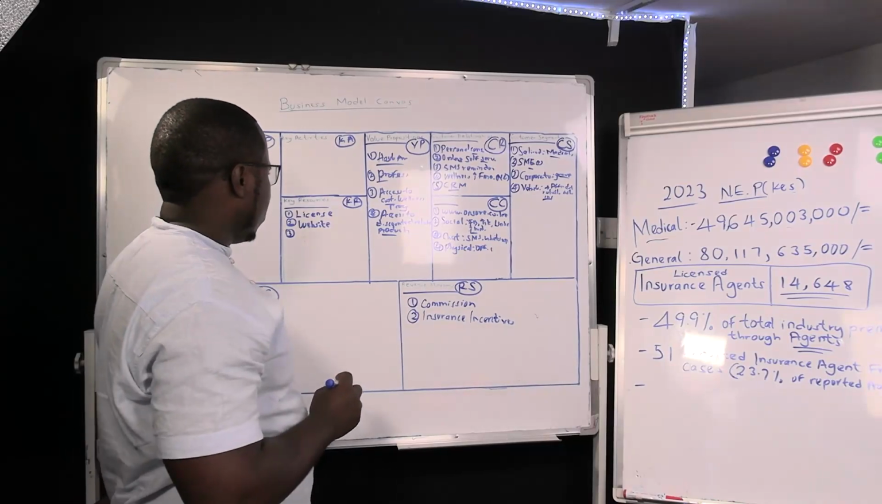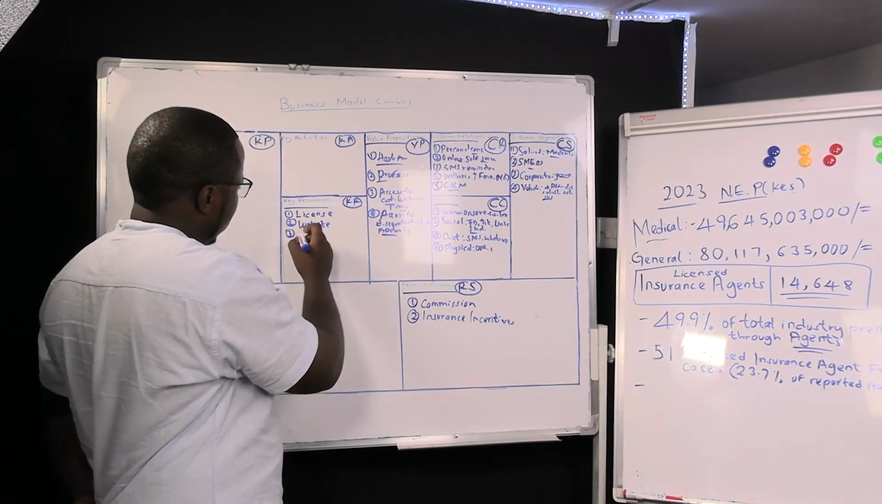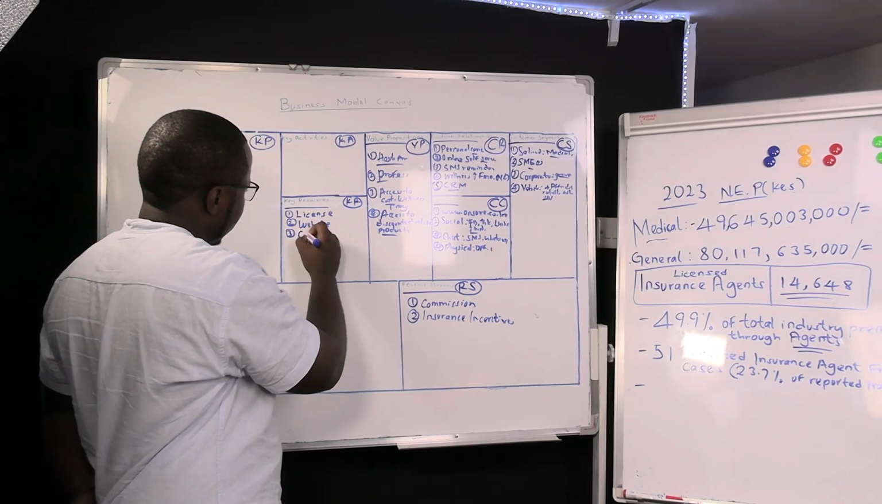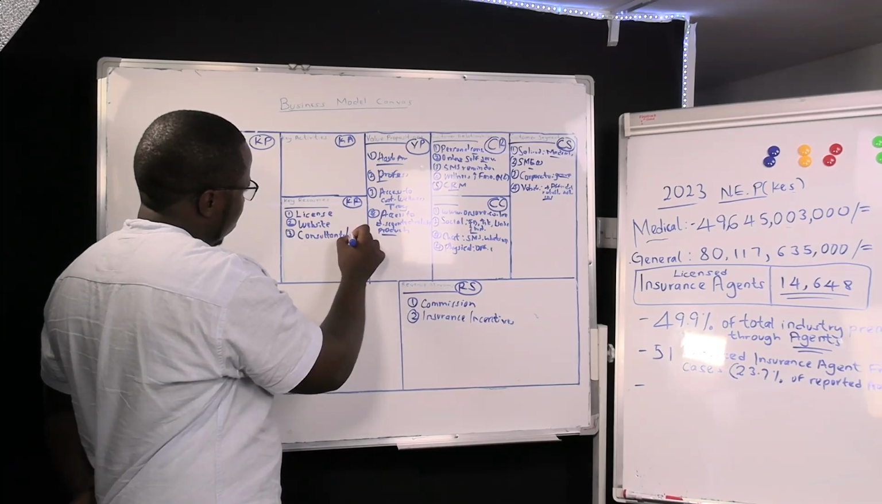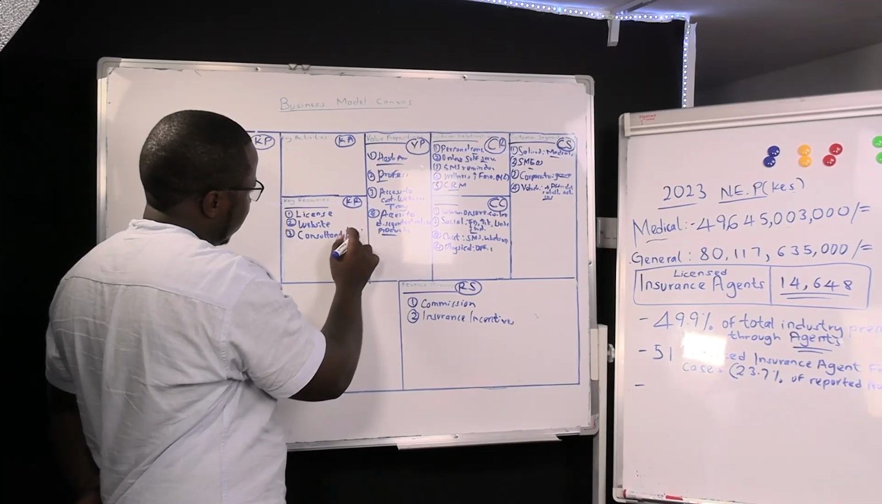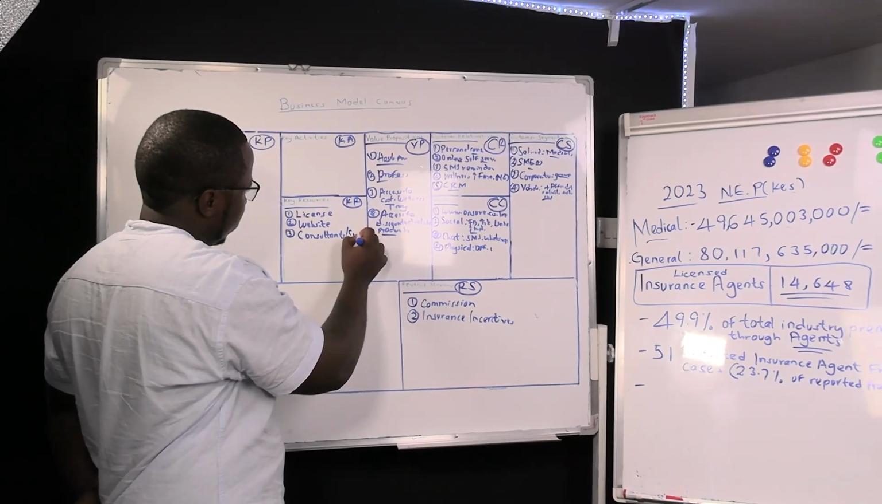Next, another key resource: we need to look at the human capital to offer this. So we need consultants, or the sales or the insurance support team. You can say support.